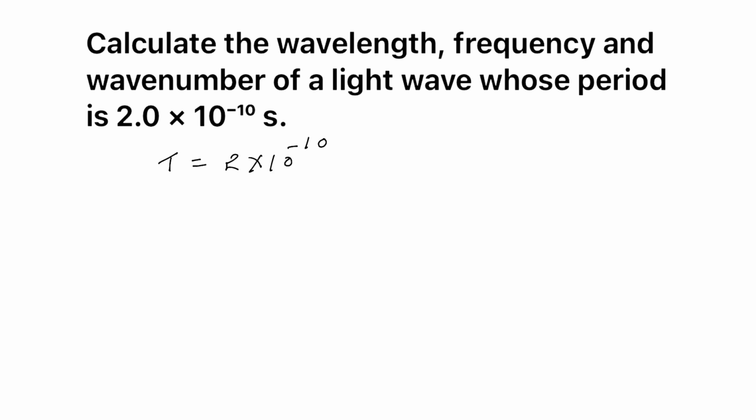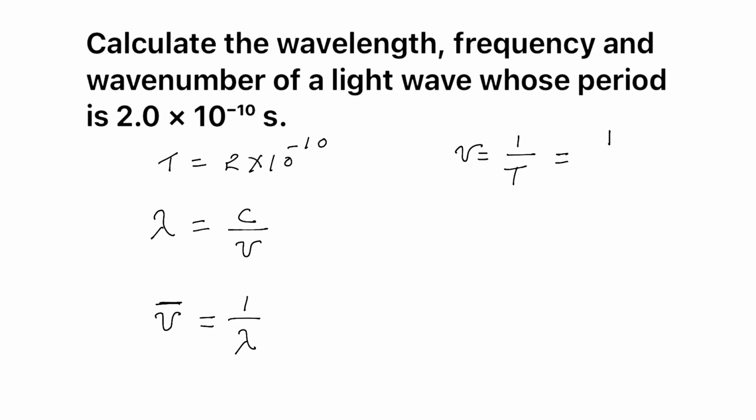If you know time period, you know how to find frequency. That is 1 by time period, correct? You can find it. Then once you find frequency, you can find wavelength. What is that? C by frequency, C by nu. Once you find wavelength, you can find wave number. Wave number is equal to what? 1 by lambda.